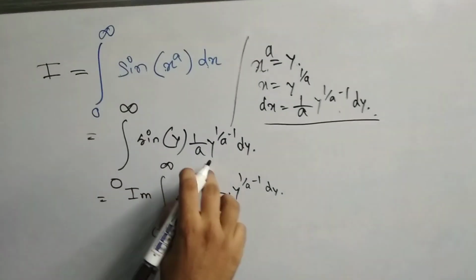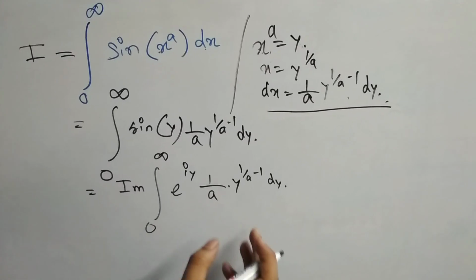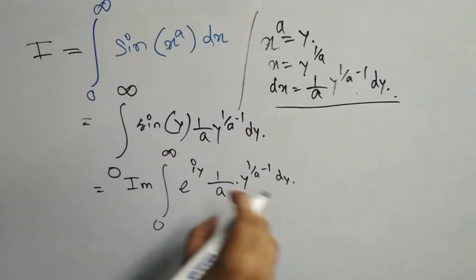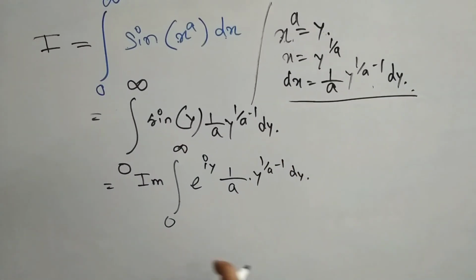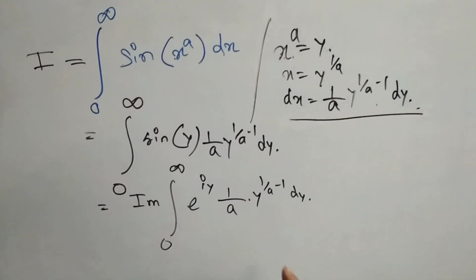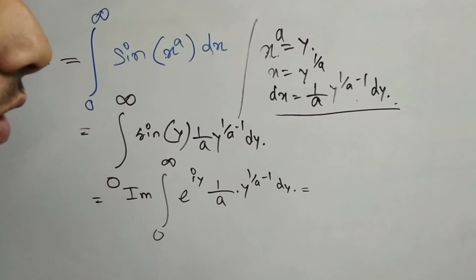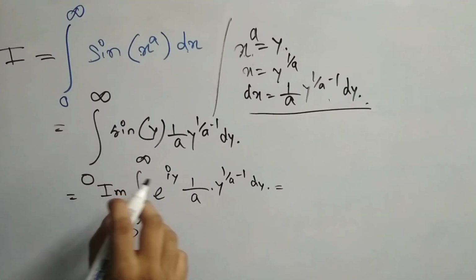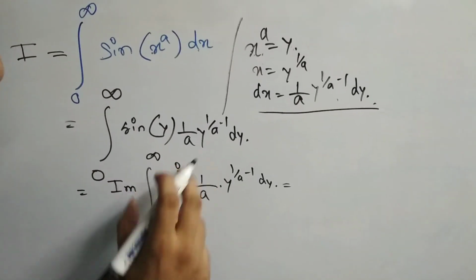Except for the 1 upon a, which is a constant and not counted in the integration, this is a gamma function. You can see other videos on gamma function on my channel to know what it is if you do not know already. Leave this imaginary part, just keep in mind there is an imaginary part. We will just evaluate this integral now.